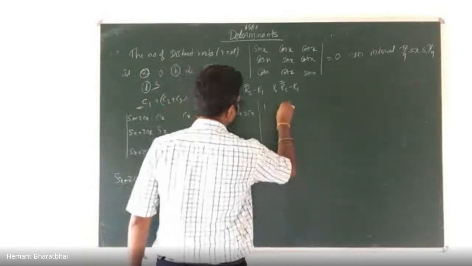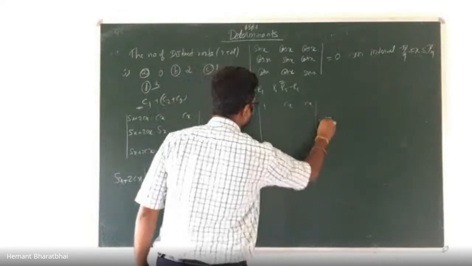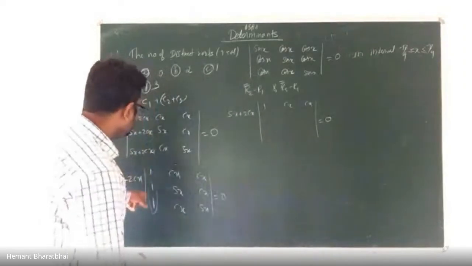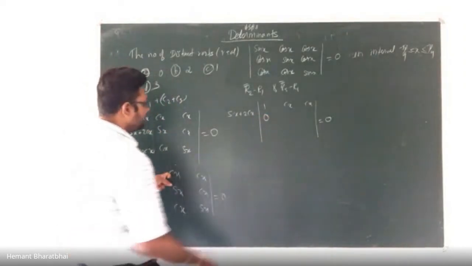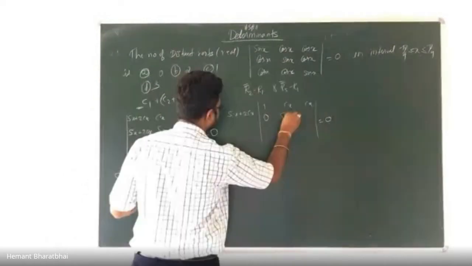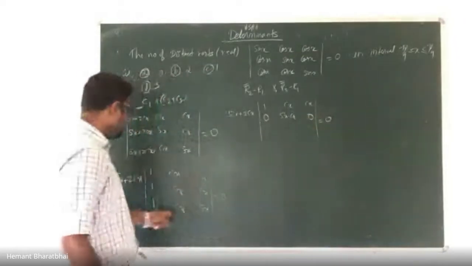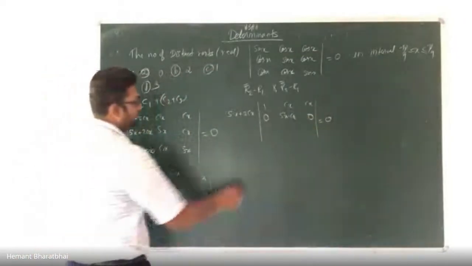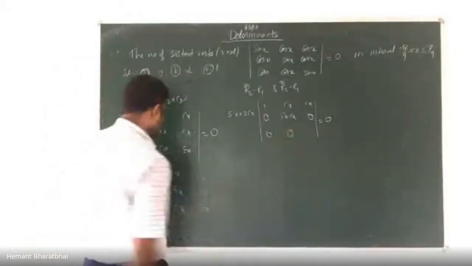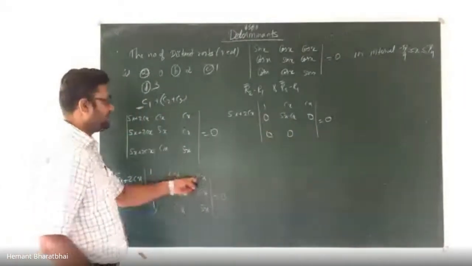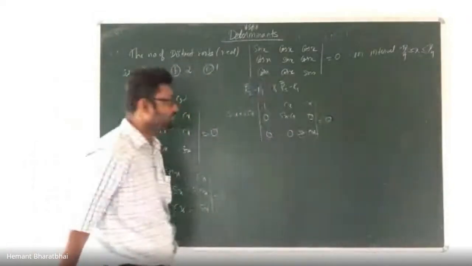First row will remain as it is: 1, cos x, cos x. This determinant equals 0, he has given us. So 1 minus 1 will become 0. Sin x minus cos x, so this will become sin x minus cos x. This cos x minus cos x will become 0. Similarly, 1 minus 1 will become 0. Cos x minus cos x will also become 0. This sin x minus cos x, so this will give me sin x minus cos x.